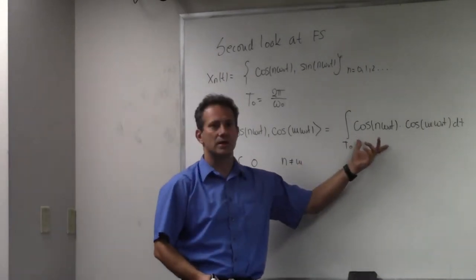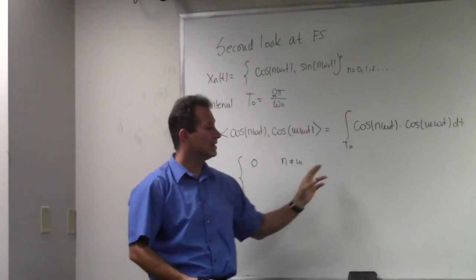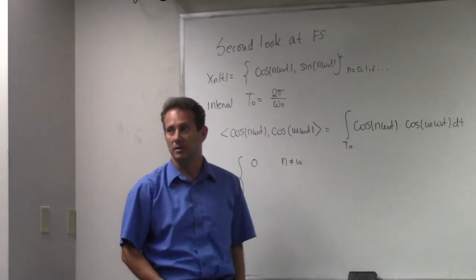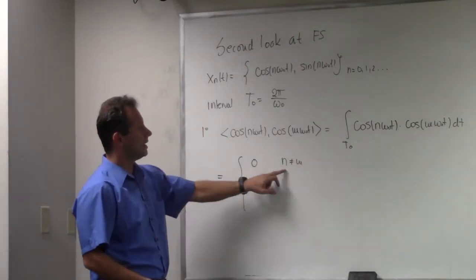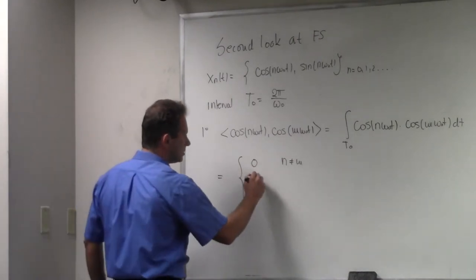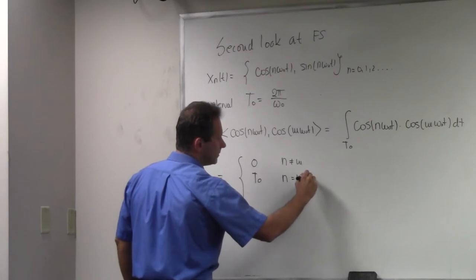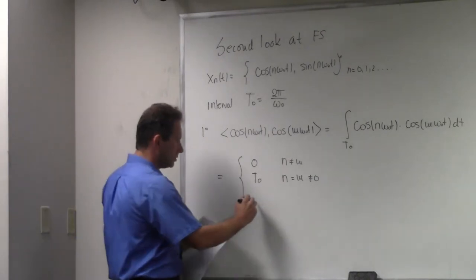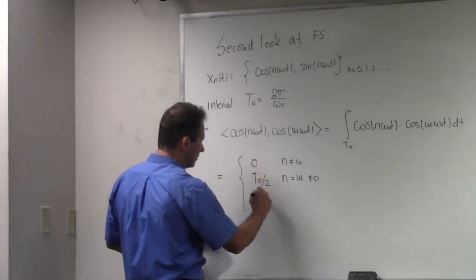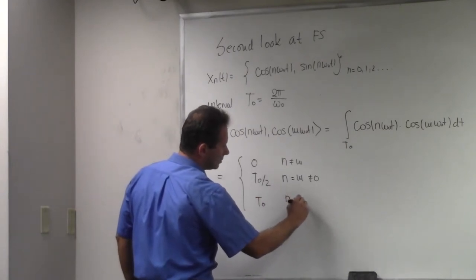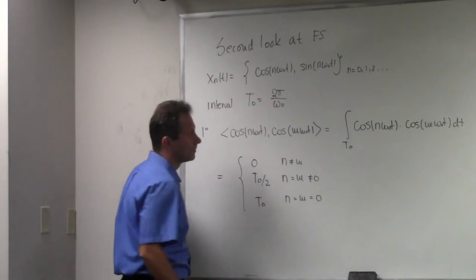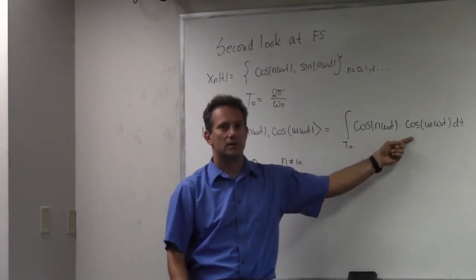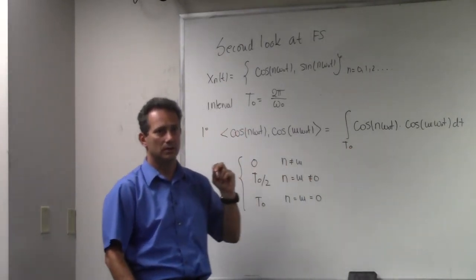This comes as a sum of cosines, or the cosine of the difference. When n is different than m, you end up integrating cosine over an integer number of periods, so the DC value is equal to 0. So this is 0 when n is different than m. It is t0 over 2 when n is equal to m, but different than 0. And it is equal to t0 when n is equal to m is equal to 0. When n is equal to m equal to 0, then this is cosine of 0, which is 1 times 1, which is 1, and the integral over t0 is t0. So you have these values.